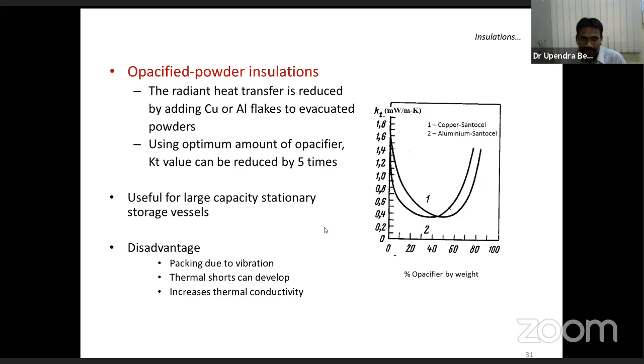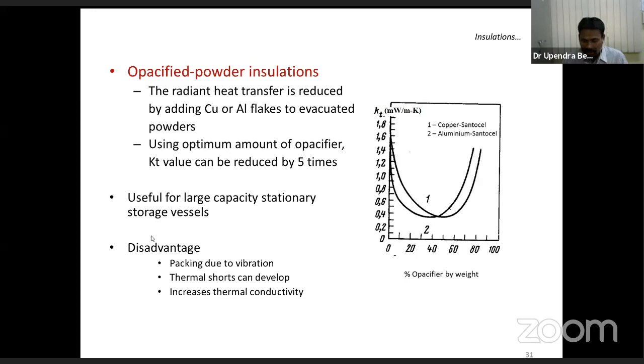But the disadvantage is due to packing and vibration. If vibration occurs, like in transportation vehicles, then it is not that useful, because the opacifiers will try to settle at the bottom, and then thermal shorts may develop, again increasing the thermal conductivity. So one has to see that the opacifier does not develop a thermal short, and then it is useful for bulk storage.